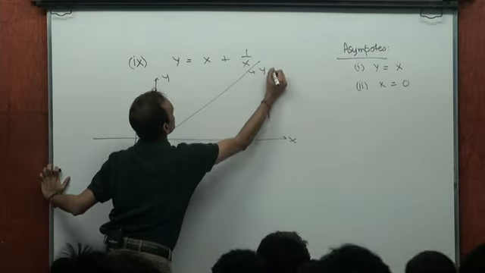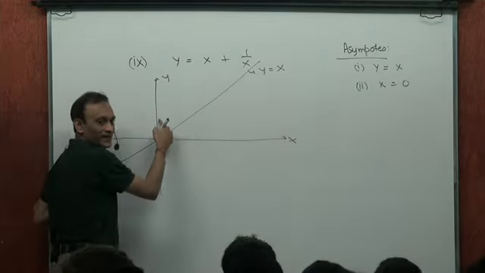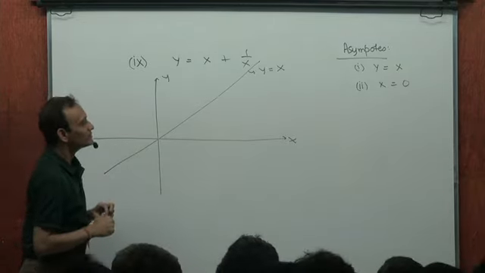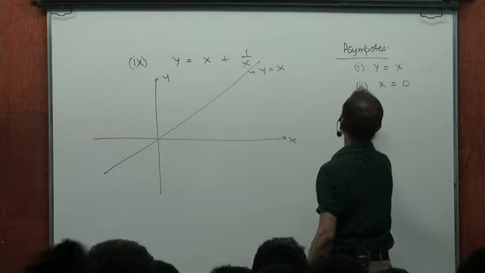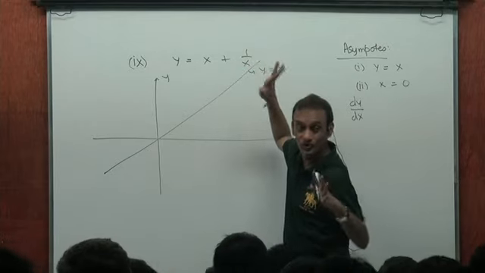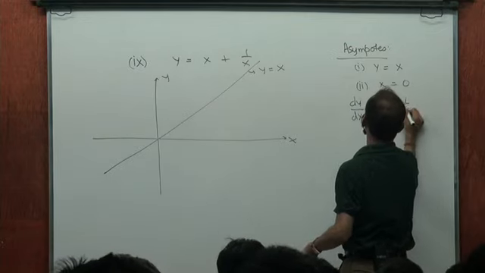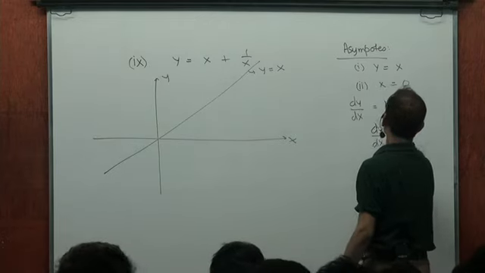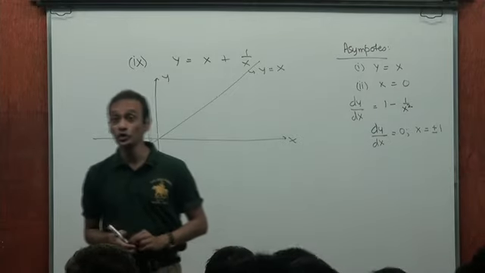This is y equal to x, an inclined asymptote, and the y-axis is also an asymptote, right? Now, what is dy dx? See, there are no real roots of this because x square plus 1 will never be 0. dy dx is 1 minus 1 by x squared, and dy dx becomes 0 at x equal to plus minus 1.